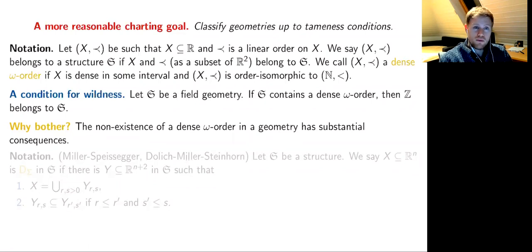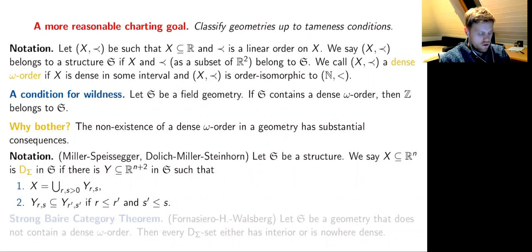But the other way around is also rather powerful. Not only does the existence of this give you something wild, the non-existence of such a dense omega order in a geometry has substantial consequences on its own. That is part of why we're interested in this, because even this kind of non-existence allows us to understand the tameness of the structure. For that, I just briefly want to recall some notation, first introduced, I think, by Miller and Speissegger in a slightly different form, and then again by Dolich, Miller, and Steinhorn, the notion of a d sigma set. I won't follow this definition in detail because it's too technical, but what you should think of is a definable analog, in some sense. One has to make this precise because there are many very different ways of defining this. This is the definable analog of an F sigma set.